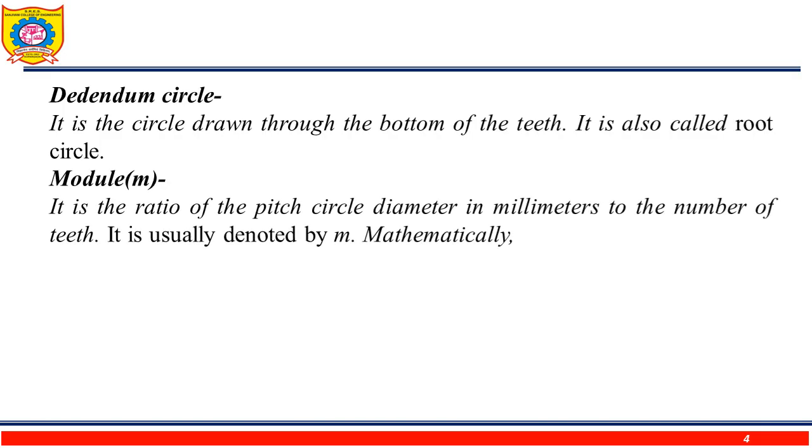Module of a gear. It is denoted generally by M. It is the ratio of pitch circle diameter in millimeters to the number of teeth. Mathematically, the module can be written as module M is equal to capital D by T.